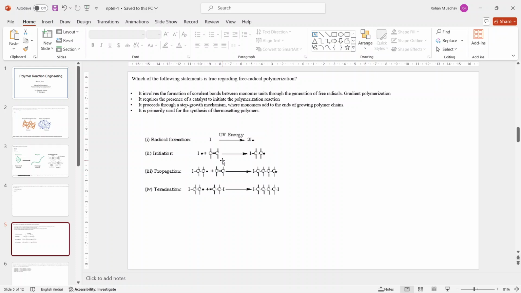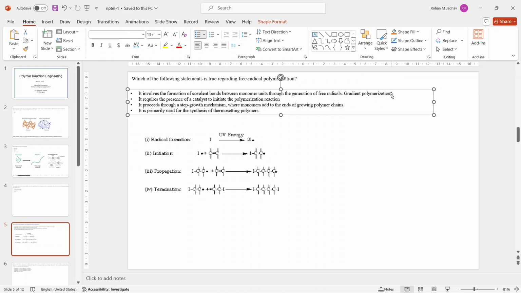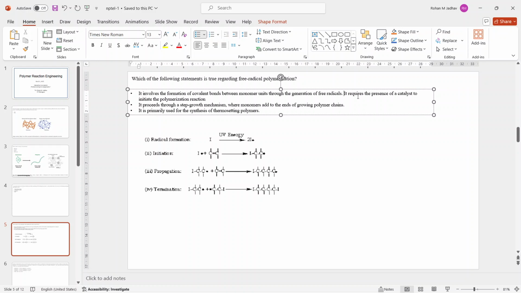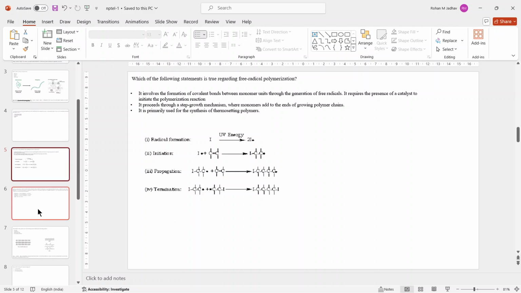We have the ethylene monomer right here, and that monomer, when it starts propagating and combining with the other monomers to form its straight chain, is called the free radical polymerization reaction. So option one, that it involves the formation of covalent bonds between the monomer units through generation of free radicals, is the free radical polymerization reaction. So this example right here is of free radical polymerization, where there are initiation, propagation, and termination, the basic polymerization steps.